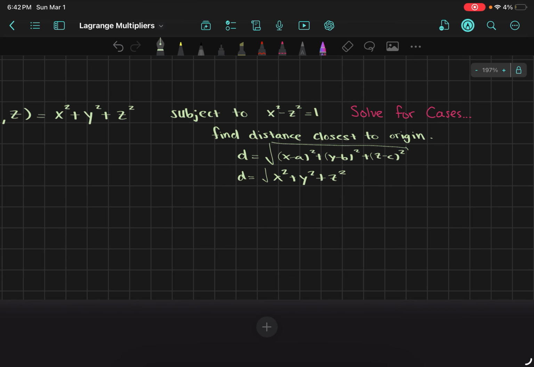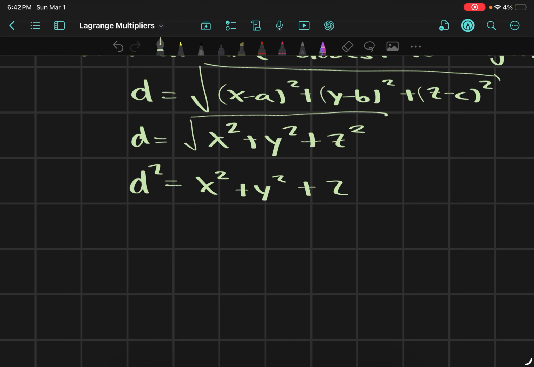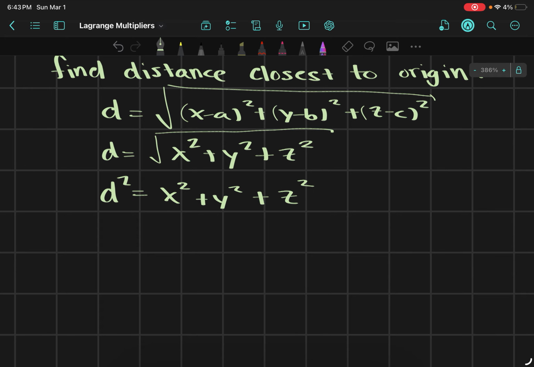Well, what does that mean? That means that this distance is the square root of that. If we square both sides, then we have d squared is equal to x squared plus y squared plus z squared. And this is easier to work with, as we can see, and we can understand why this is the same thing as d equal to the square root of x squared plus y squared plus z squared. No matter what our x, y, and z are, the number is going to be the exact same thing, right?